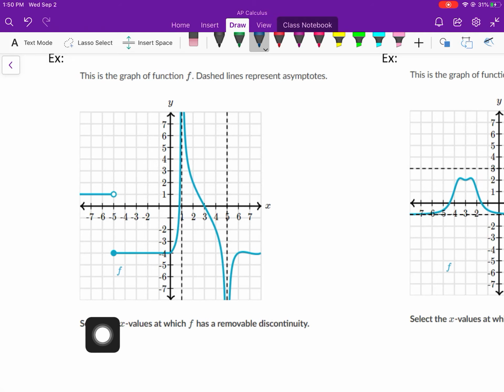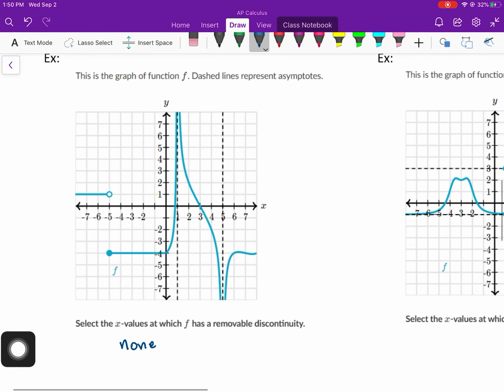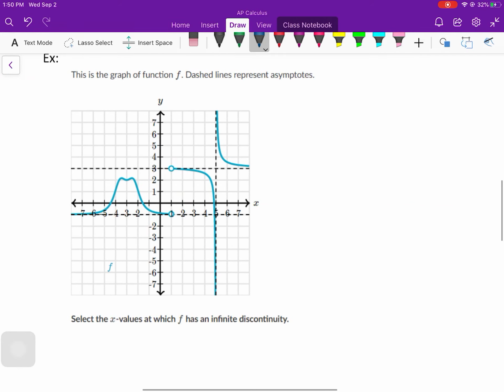Let's look right here. Select the x values in which we have a removable. Again, we see this is a jump. Then this is a vertical asymptote there. Vertical asymptote there. I don't see anything that's removable here. So I'm going to put none of the above, or none. I'm sure in the selected response for this question, they'll probably say none of the above. We'll put none.